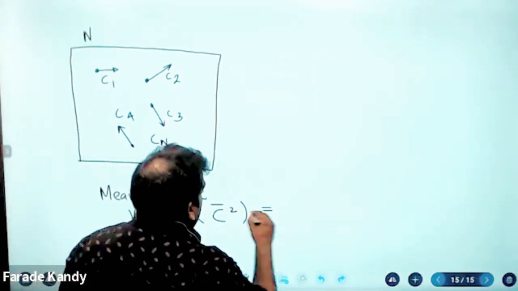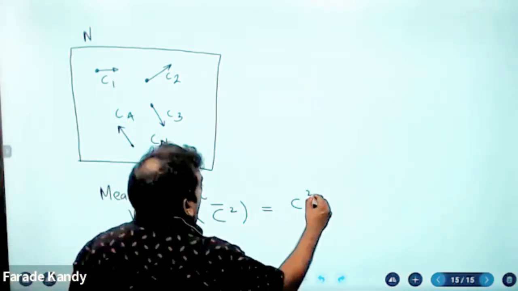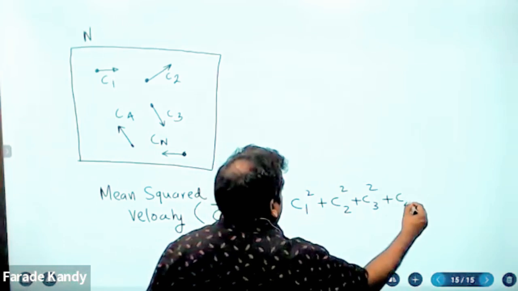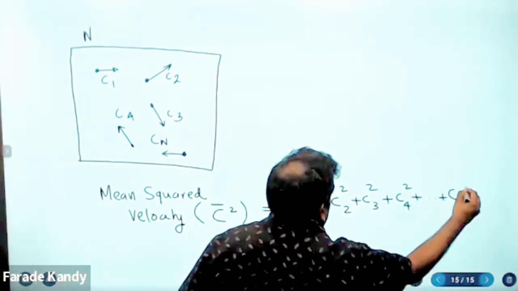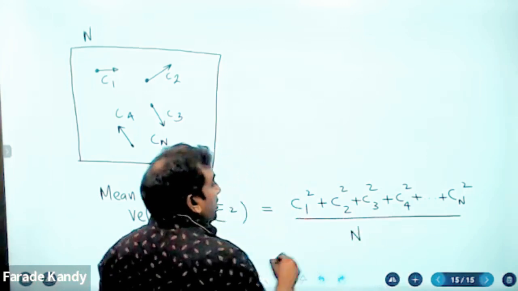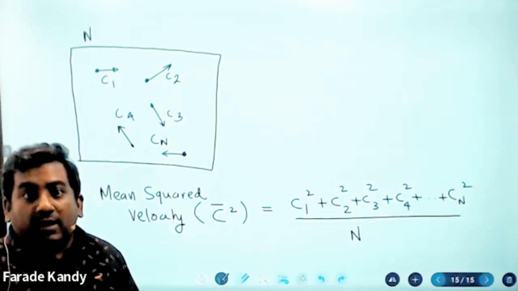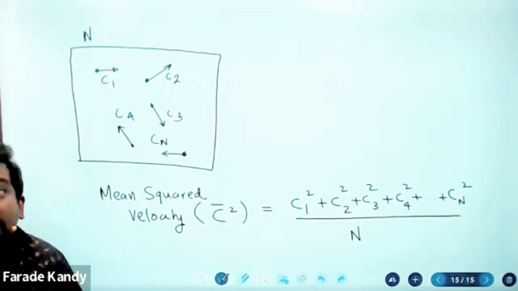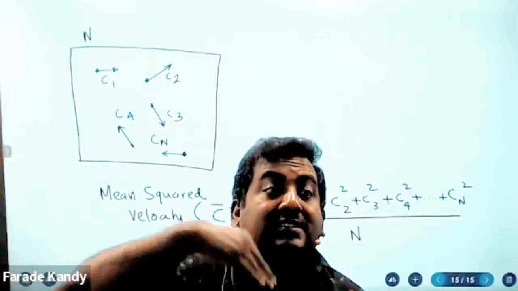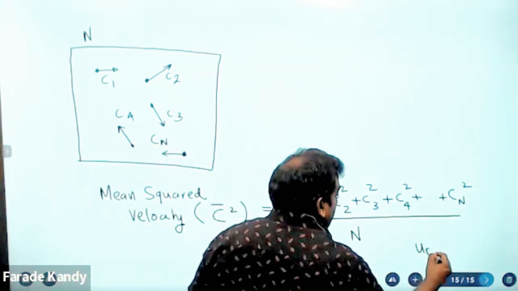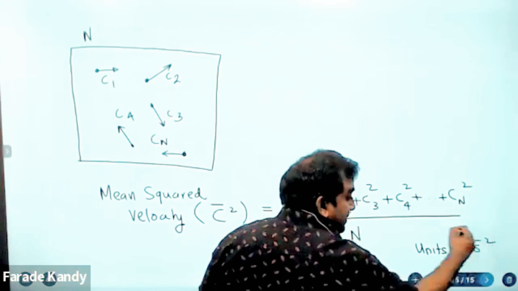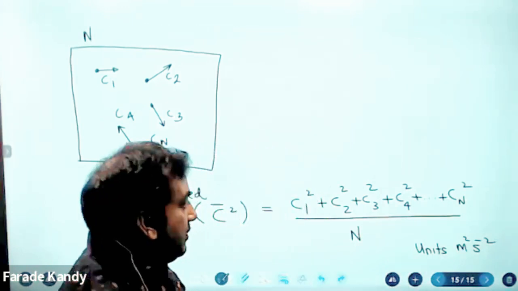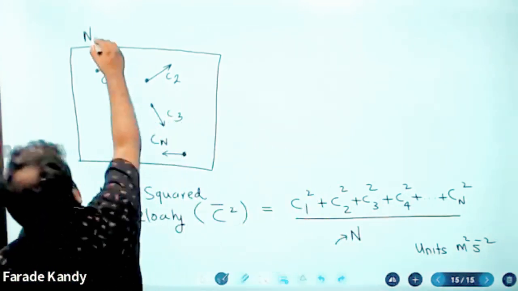Mean squared means, look at the board please, you are squaring all the velocities. When you square all the velocities, direction won't be important. And you divide it by number of gas molecules. By now you should know capital N is number of molecules. That will give you mean squared velocity. Remember this. Mean squared velocity is velocity squared. What are the units? m squared s minus 2. Does it give a velocity? No. It's giving square of the velocity.